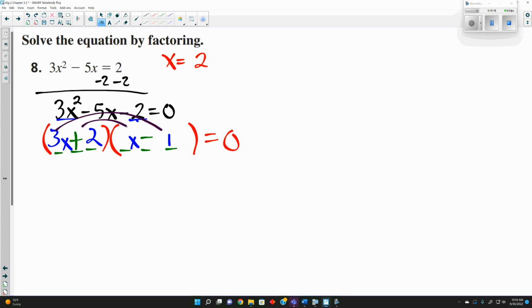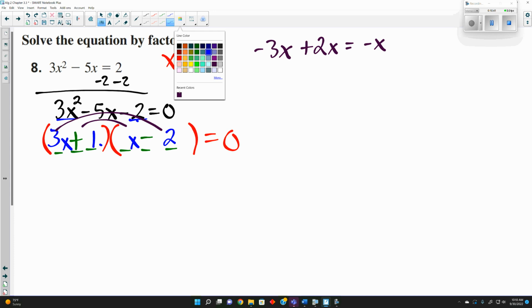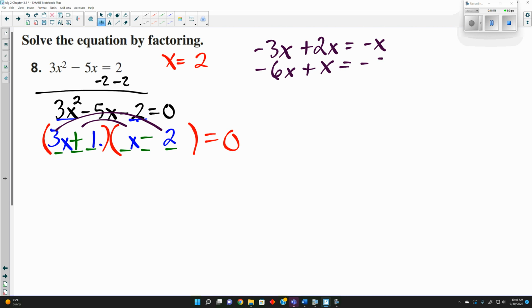Here, 3x times negative 1 is negative 3x. 2 times x is going to be plus 2x, which is equal to negative x. Is that the middle term we wanted? No. So we can switch 2 and 1. See if that helps. So we have 1 and 2. Now 3x times negative 2 is negative 6x. 1 times x is going to be plus x, which gives us negative 5x, which is what we wanted.